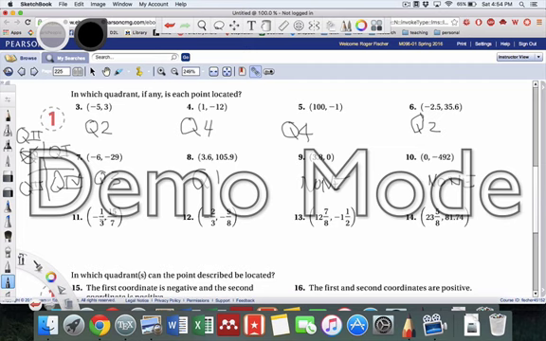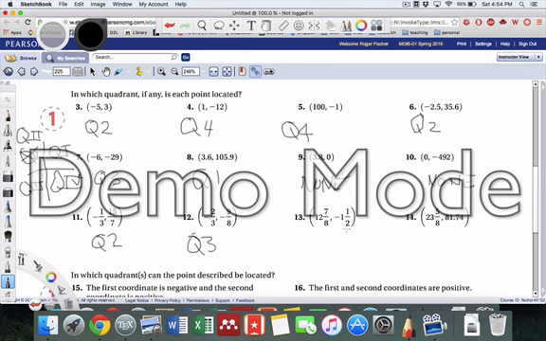Now, these coordinates are fractions. Again, who cares? Find out the sign of the first coordinate. We have to move left from the origin, then we have to move up. This point is in quadrant 2. These coordinates are both negative. I don't care that they're fractions. I care that both coordinates are negative, so I move left and down. That means I'm in quadrant 3.